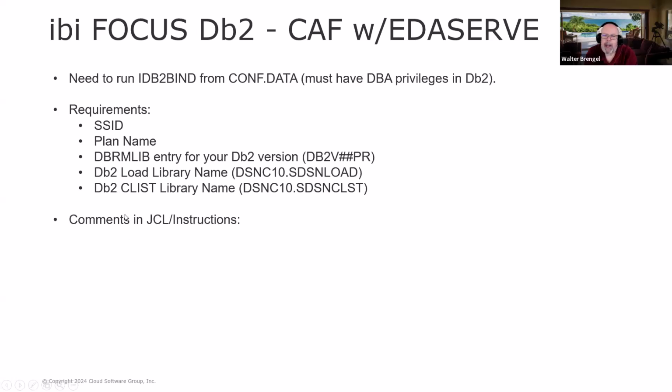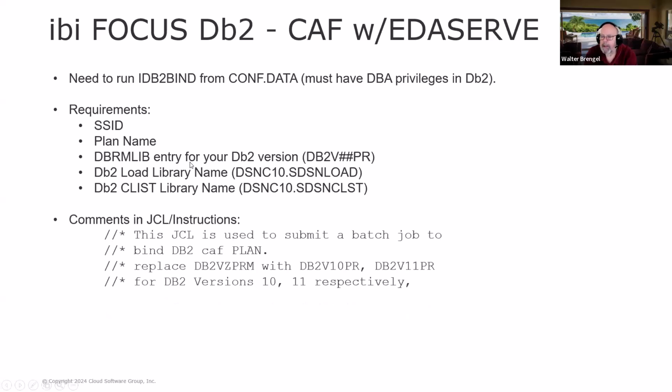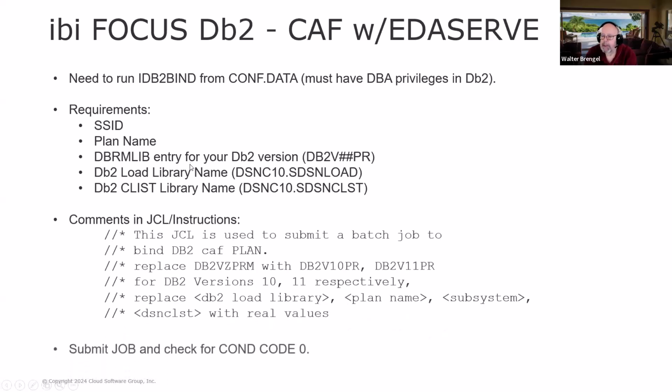At the top of the JCL in that IDB2 bind member, there are comments telling you what to do. It says this JCL is used to submit the batch job: replace DB2VZPRM with either 10 or 11. Well, that needs to get changed to 11 or 12. And then replace your DB2 load library, plan name, subsystem, and DSN list with the real values. Submit the job and look for condition code 0.